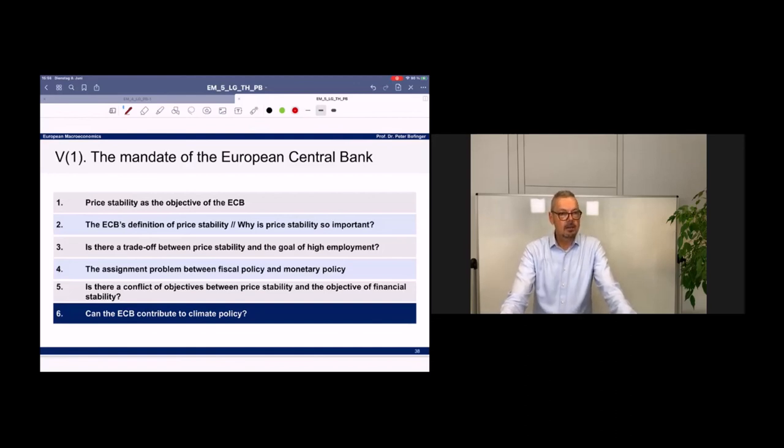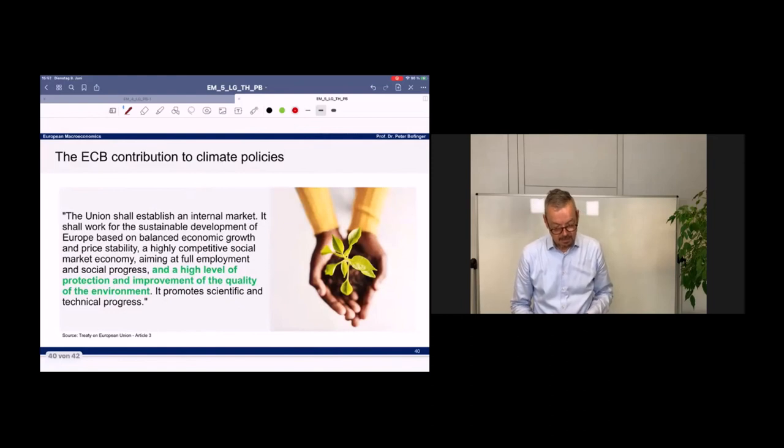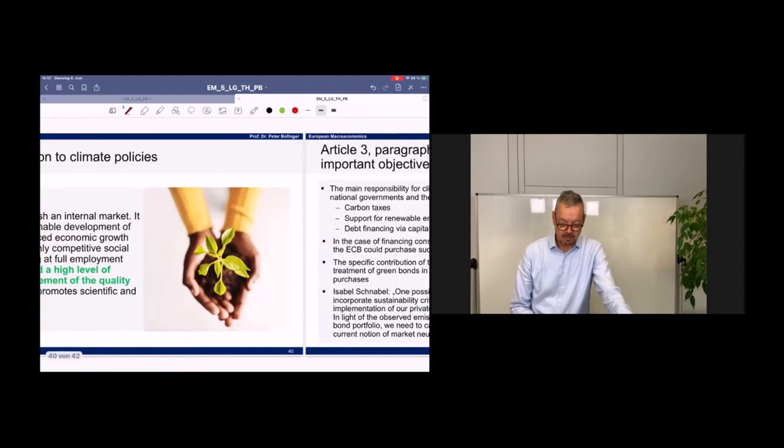So the idea is, what can the ECB do to help fight climate change? And I think we already talked about the announcement by Christine Lagarde in December. She said, we will include in our strategy the immense challenge that climate change is addressing to each and every one of us. And of course, the basis, we already said this, is the Treaty on European Union, Article 3. We don't have to repeat that. So there is a justification for the ECB to deal with climate change as long as this does not conflict with its prime objective of price stability.